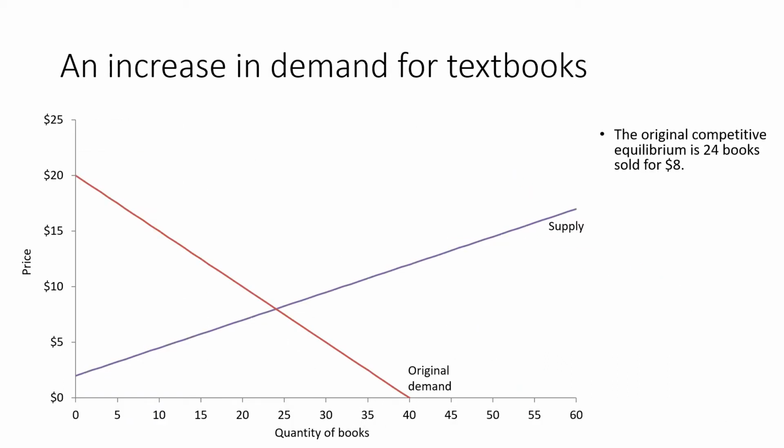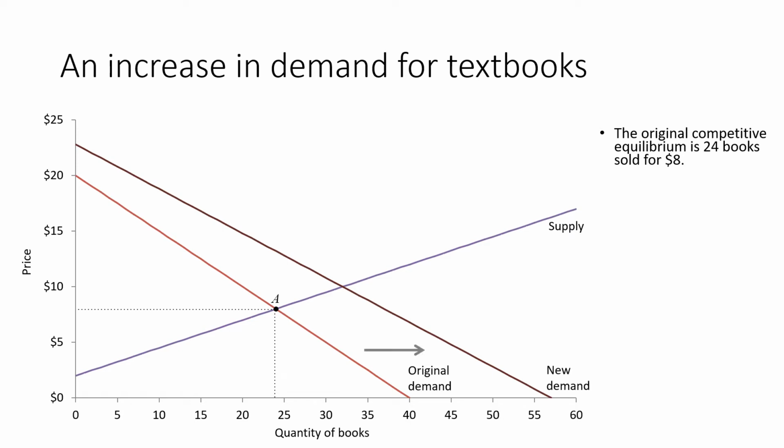Let's return to the example from Monday and think about what happens when you have an increase in demand for textbooks. So the original competitive equilibrium we had was that there are going to be 24 textbooks exchanged for $8 each. Right? They're going to be at point A. Now imagine that we have a new increased demand for textbooks.